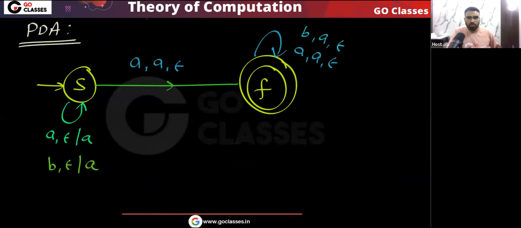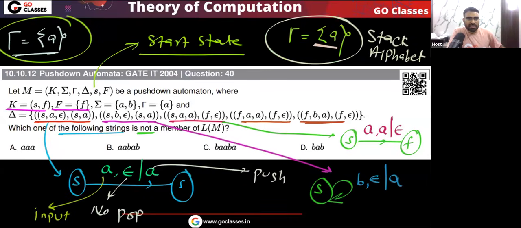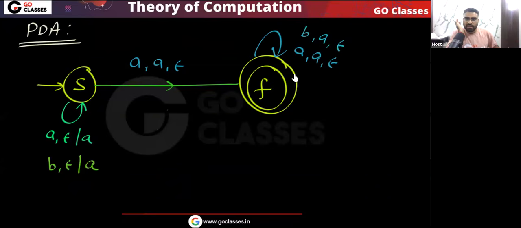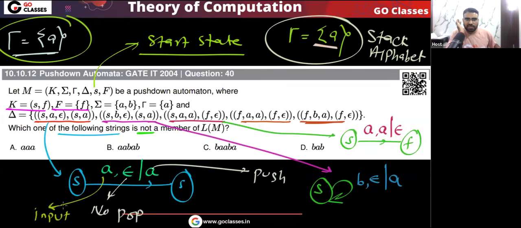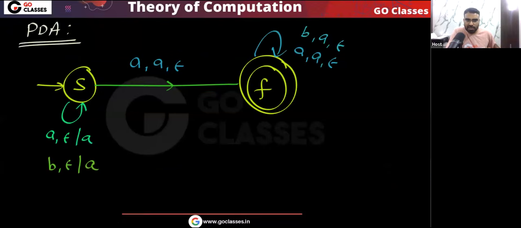Okay, understood. Now what we need to find? We need to find the language that is accepted by this PDA. The question is asking which string is not a member of this language. There are multiple methods to solve this question. First, you can find the language and then eliminate the options. Or you can take each option and check whether it will be accepted or not. Let me tell you the first method: for every option I will check whether it is accepted or not, and then we will do the complete analysis also.